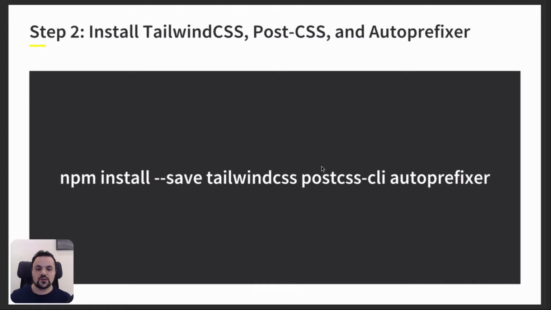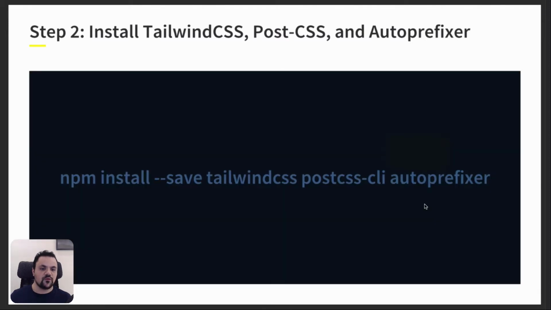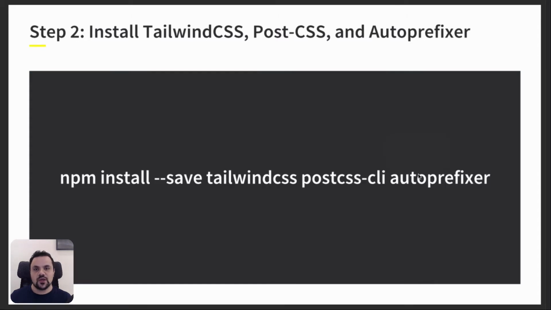Autoprefixer, on the other hand, is used to auto prefix all the CSS classes to work on different browsers. By default, Tailwind CSS will have minimal browser support, and Autoprefixer will use those classes to make sure your CSS will work on any browser, either Safari, Firefox, Opera, or Google Chrome.